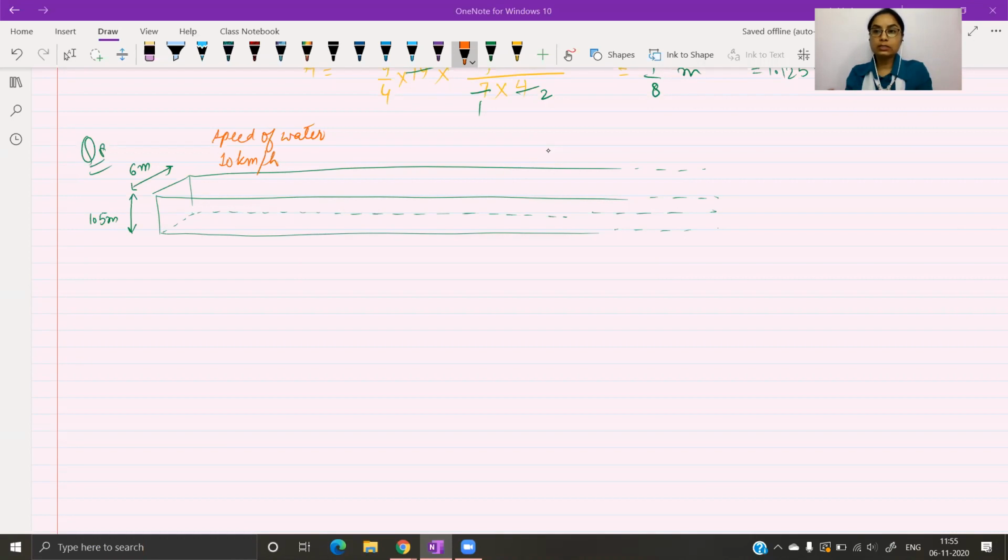I would like to divide this canal into sections of 10 kilometers length. So let us say the distance till here, this distance is 10 kilometers. And then further, similarly, I could divide the canal. This distance is 10 kilometers. So what happens in every hour, the water from these sections transfers to the next part.